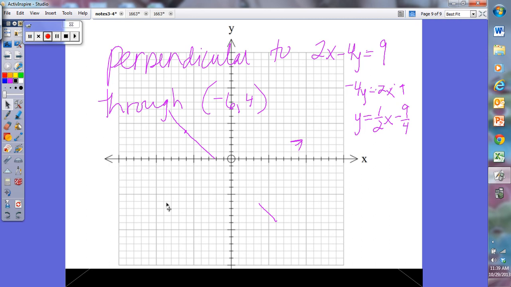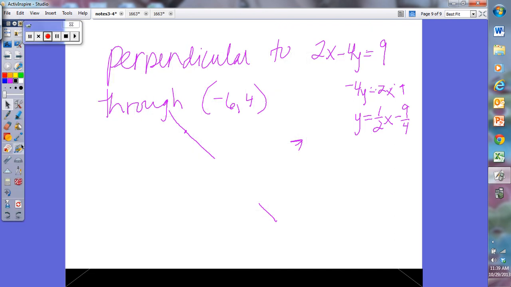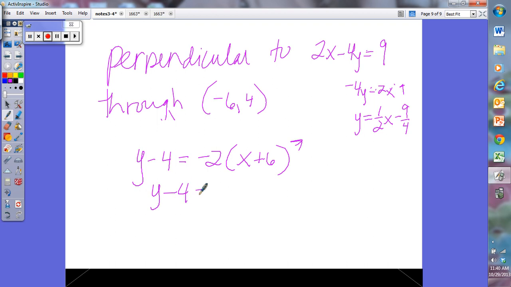So I'm going to use my point-slope form again, because it's my favorite. I'm going to go y minus 4 equals the opposite reciprocal of 1/2, which is negative 2, times x plus 6. So y minus 4 equals negative 2x minus 12. Add 4 to both sides. Negative 2x minus 8 is your new equation of your line perpendicular to the original line through the point negative 6, 4.